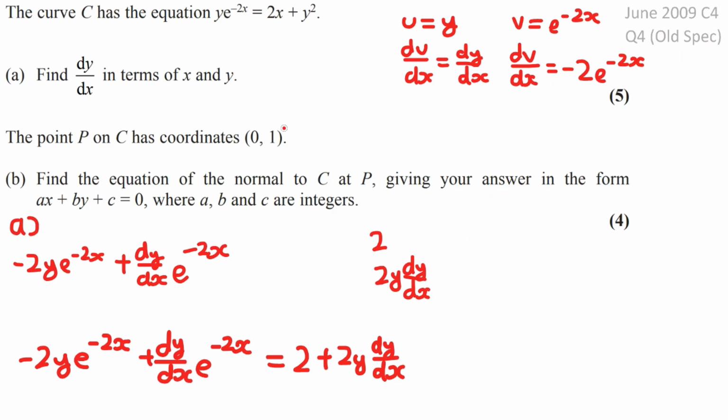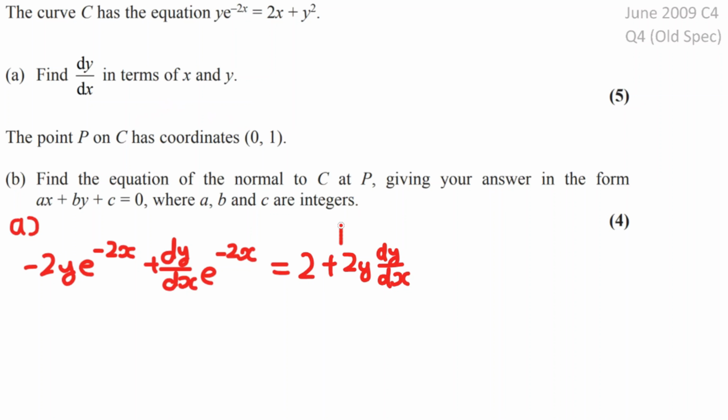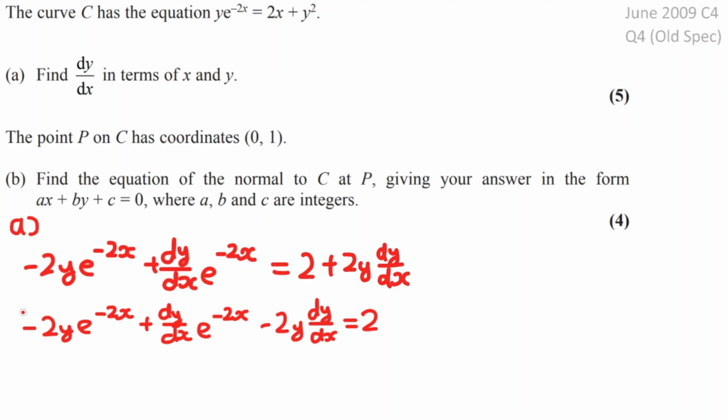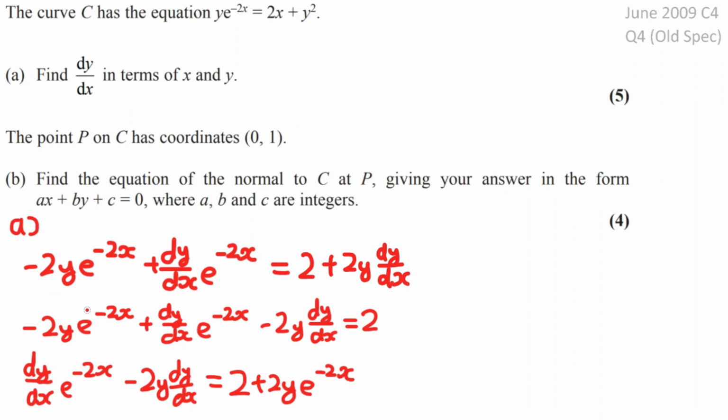So what we have to do is put all the dy over dx terms onto the same side. So if we move this 2y dy over dx onto the other side of the equation, and we move this minus 2y e to the power of minus 2x, as it doesn't have a dy over dx in it, onto the other side, now we've got all of the dy over dx terms on this side. So now we can factorize out dy over dx to leave us with this here. And if we divide everything by e to the power of minus 2x minus 2y, we get that dy over dx is equal to this here.